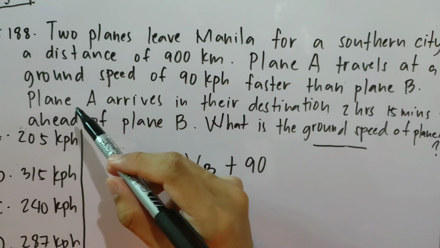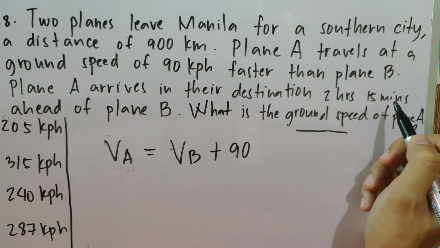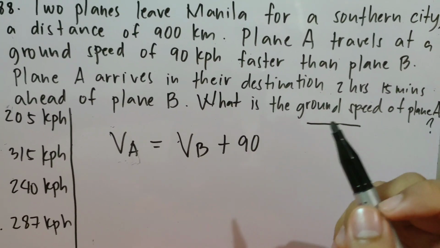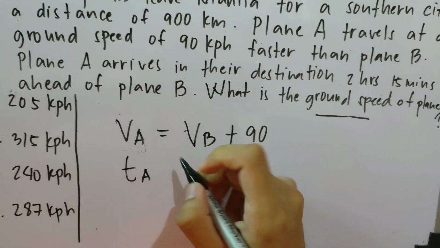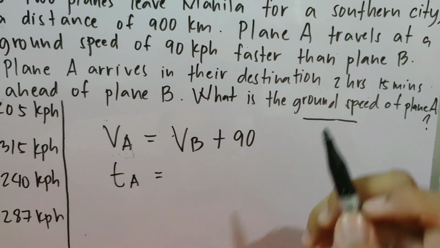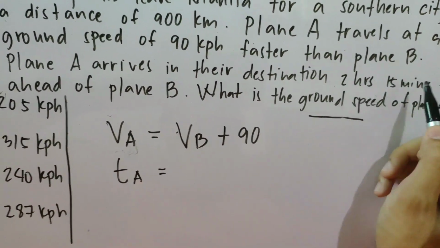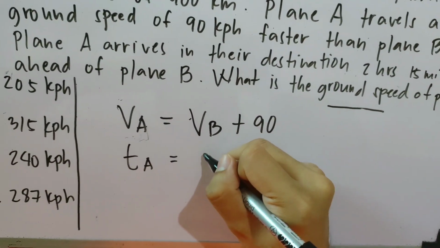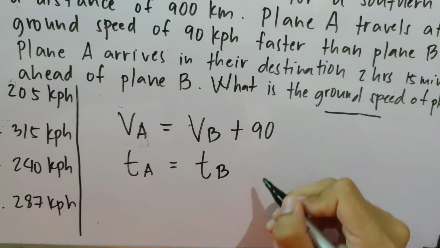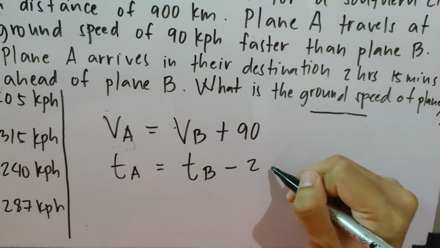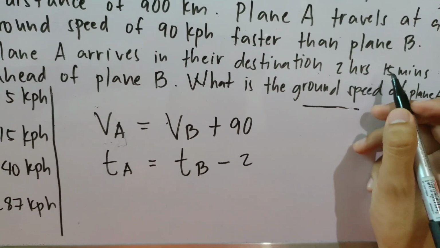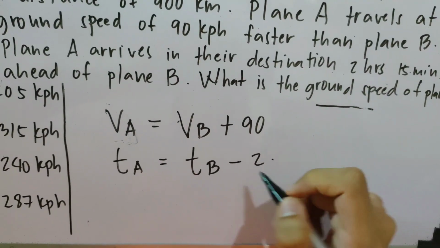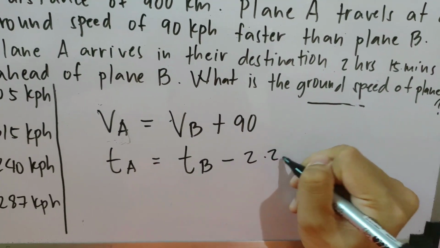Tapos sabi dito, plane A arrives in their destination 2 hours and 15 minutes ahead of plane B. Ibig sabihin, kapag 2 hours and 15 minutes ahead, yung time ni A, yung TA natin, is less than yung time ni B. Mas konti siya ng 2 hours 15 minutes compared sa plane B. So, ibig sabihin, mas malaki yung time ni plane B or mas malaki yung TB natin. So, para maging equal tong mga to, kailangan mo mag-minus ng 2 hours 15 minutes. So, equal to sa 2.25 hours kasi yung 15 minutes, 1/4 yan ng 1 hour. So, 0.25 yan. So, TA is equal to TB minus 2.25 hours.